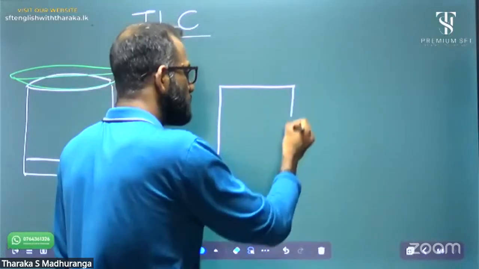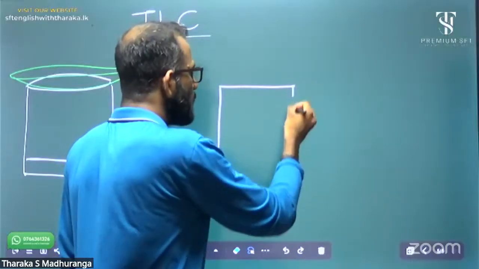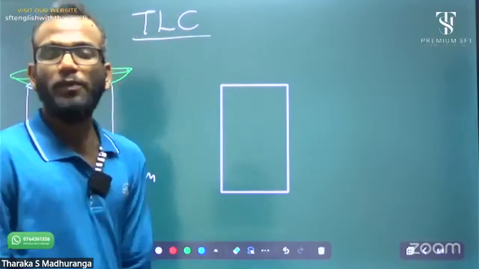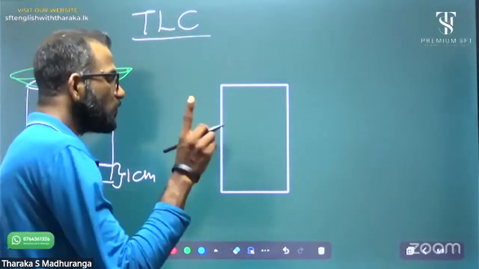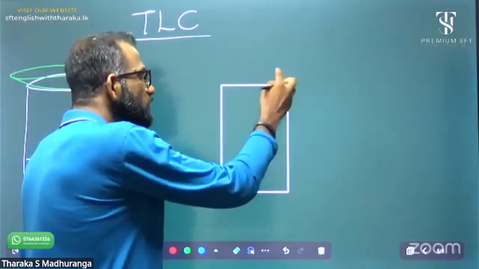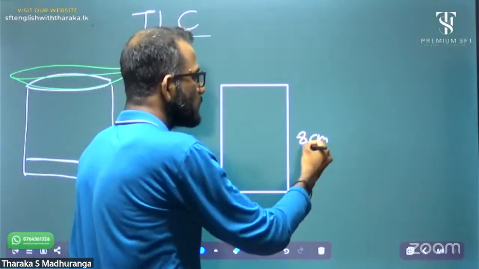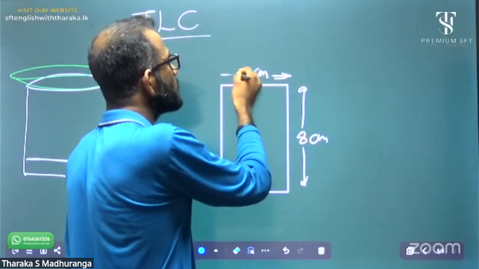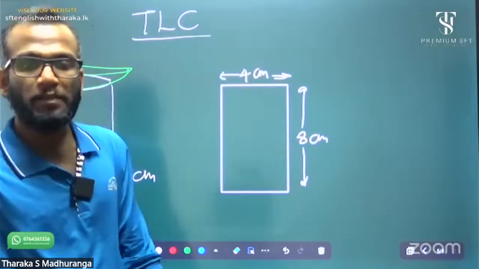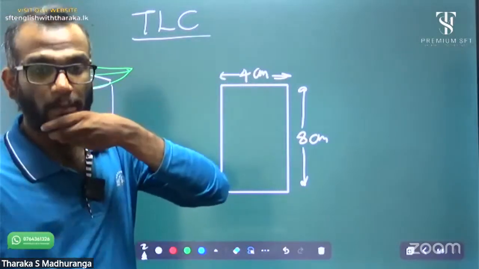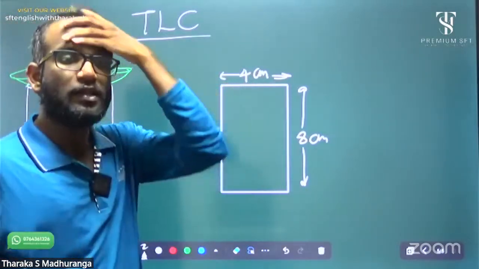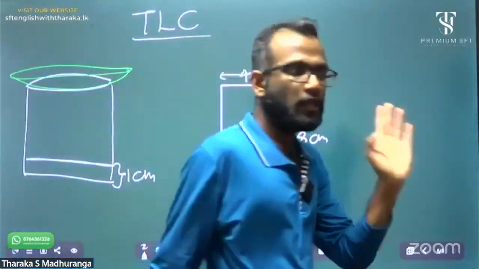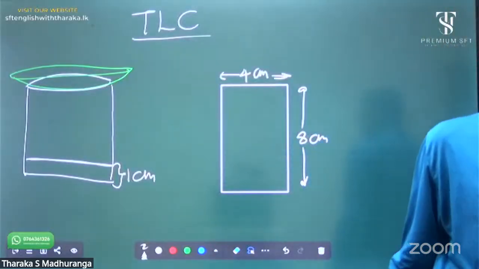TLC is the most popular method in chromatography techniques. For this, you have to get an 8 centimeter into 4 centimeter glass plate. Same as the pressing with wax method, it is the same. You have to get a glass plate, 8 by 4 centimeter.